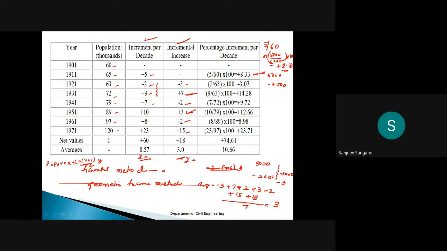Similarly, for the second case, this will be minus 2, very important. So 2 divided by 65 into 100, that is equal to minus 3.07. That is what you have to calculate when you are doing the incremental increase method. For the third one, that is 9 divided by 63.